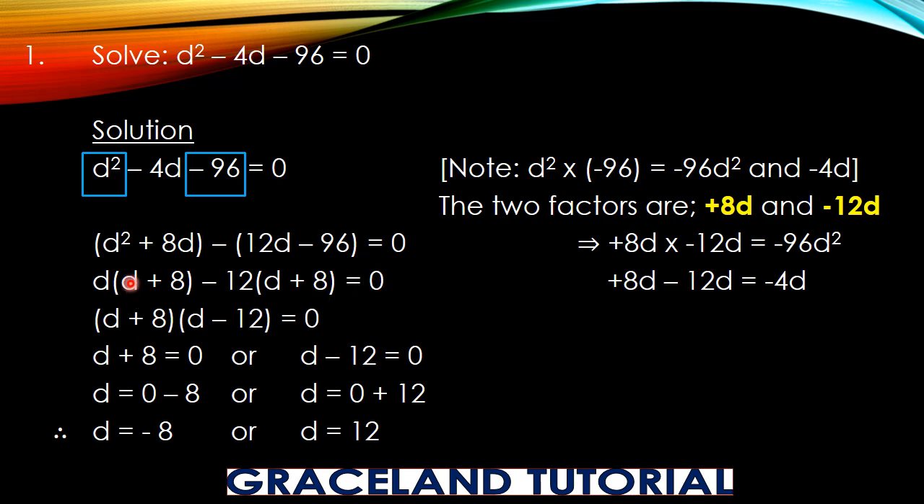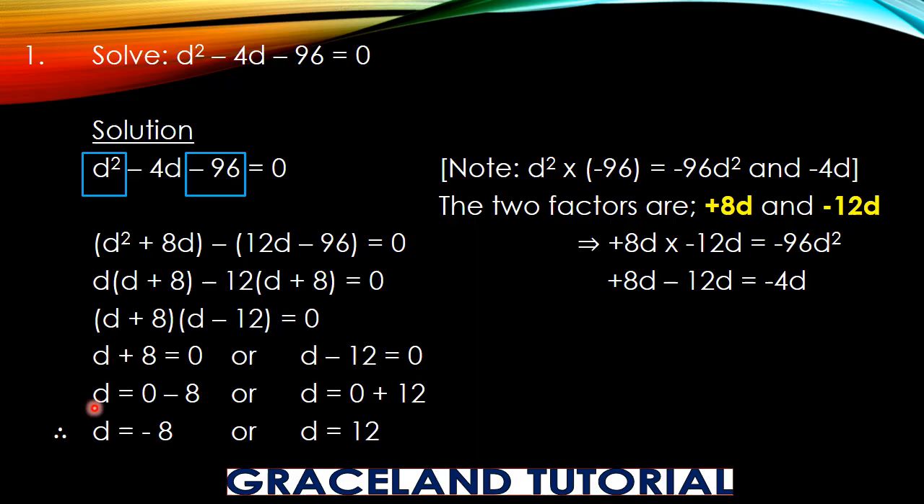I want you to take note of this. D plus 8 is also D plus 8 there. These two brackets must be the same before you go ahead. Now to go ahead, pick one of the two, d plus 8. So d plus 8 into d minus 12 will be equal to 0. In other words, d plus 8 will be equal to 0, or d minus 12 will be equal to 0.